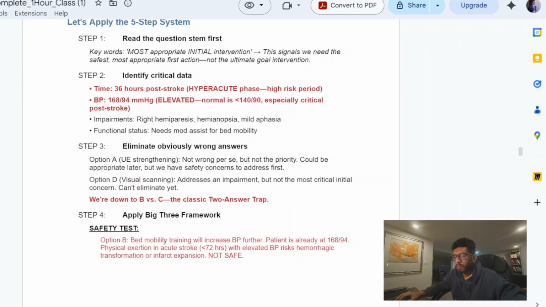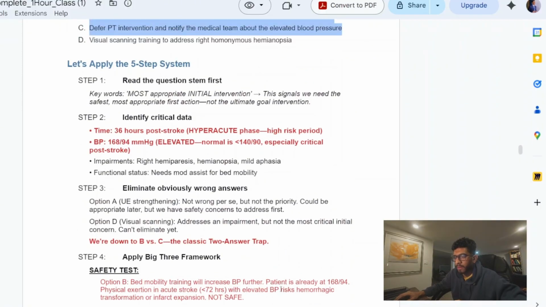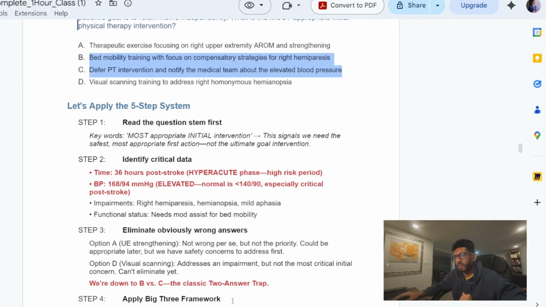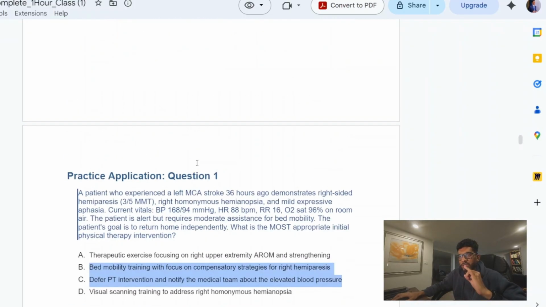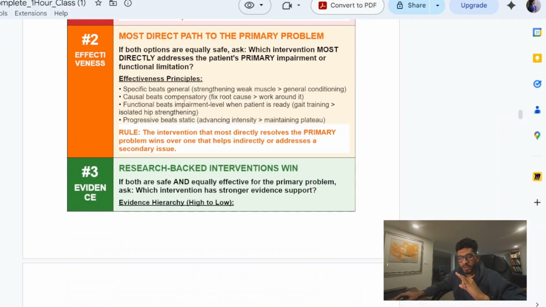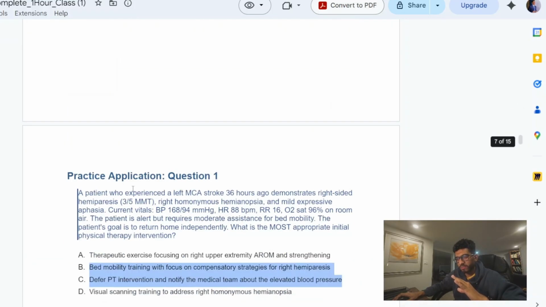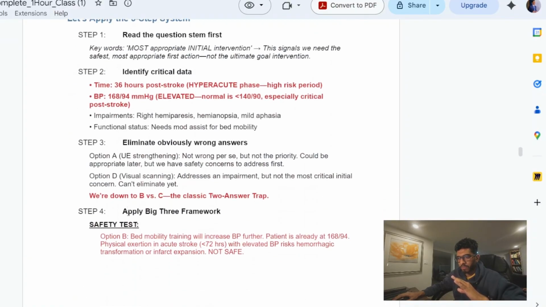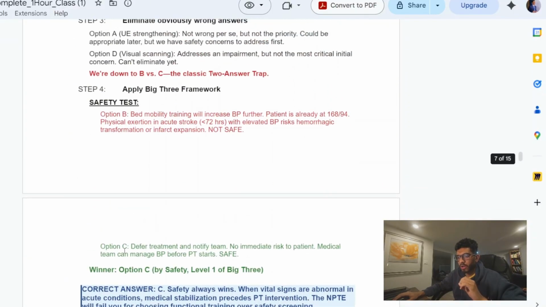So option B talks about bed mobility training, which will increase BP further. The patient is already at 168/94. Physical exertion in acute stroke, with elevated BP, risks hemorrhagic transformation or infarct expansion, which is not safe. So when you're looking at safety, B is already gone, right? When you look at the three priorities, you're first looking at safety. Is this effective? And is this evidence-based?